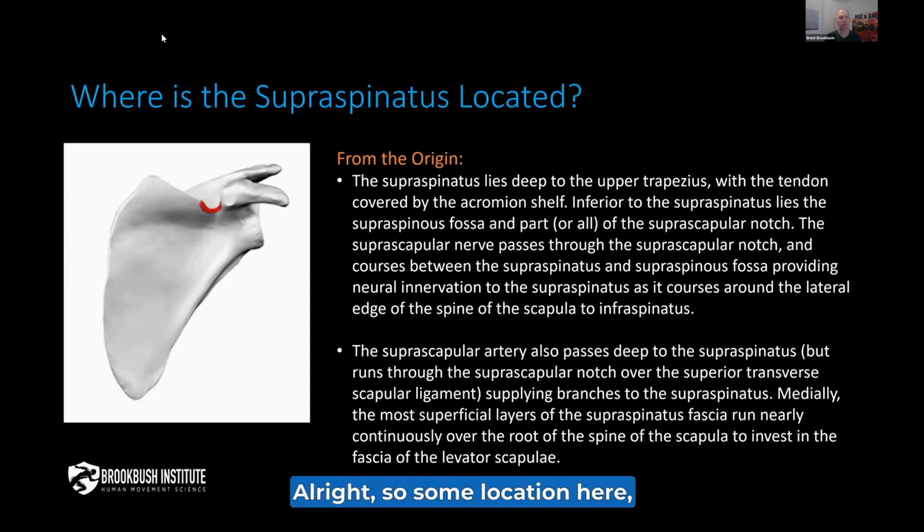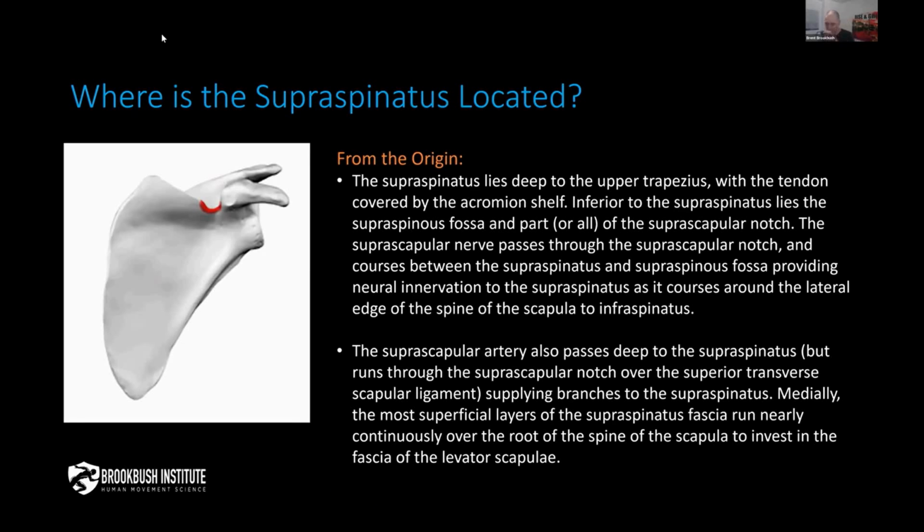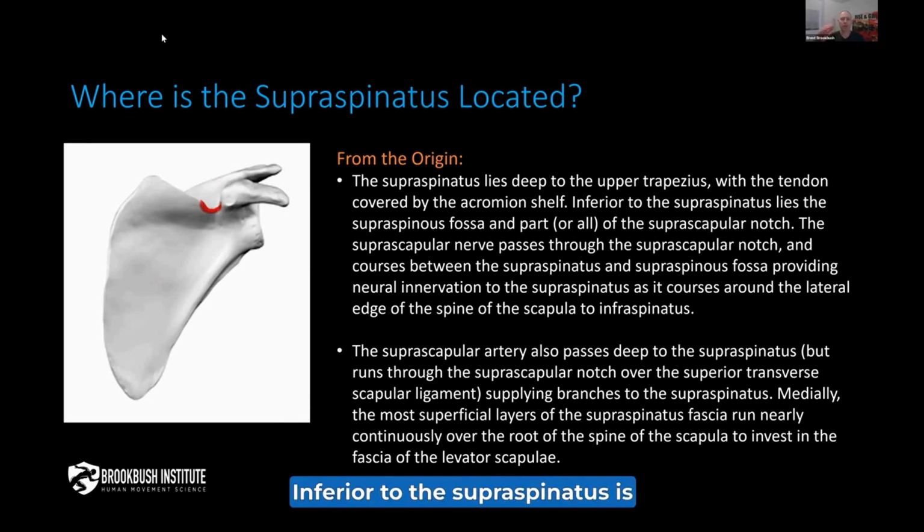All right, so some location here. The supraspinatus lies deep to the upper trapezius with the tendon covered by the acromion shelf. So underneath the upper trapezius, the tendon goes underneath the acromion shelf. Inferior to the supraspinatus is the supraspinous fossa and the suprascapular notch, which we just talked about. So you have trap, supraspinatus, and then underneath that is the supraspinatus fascia and scapular notch. The suprascapular nerve we talked about passes underneath the supraspinatus, right?